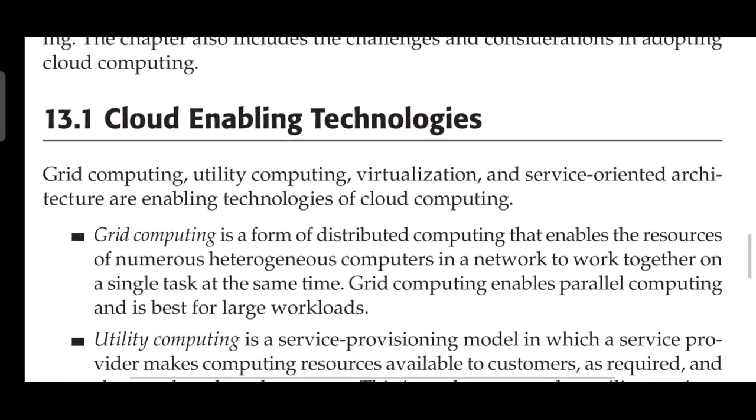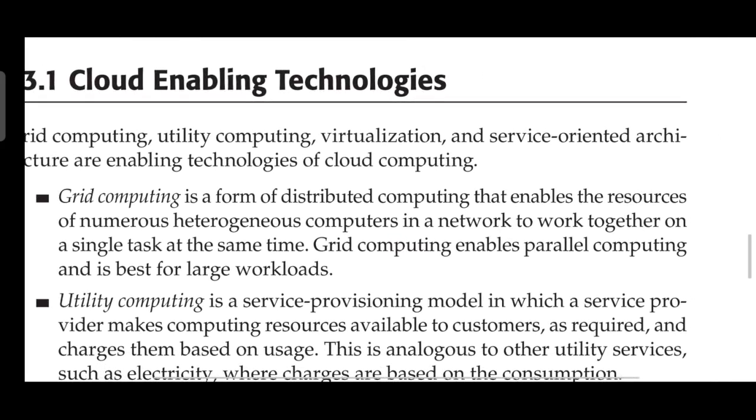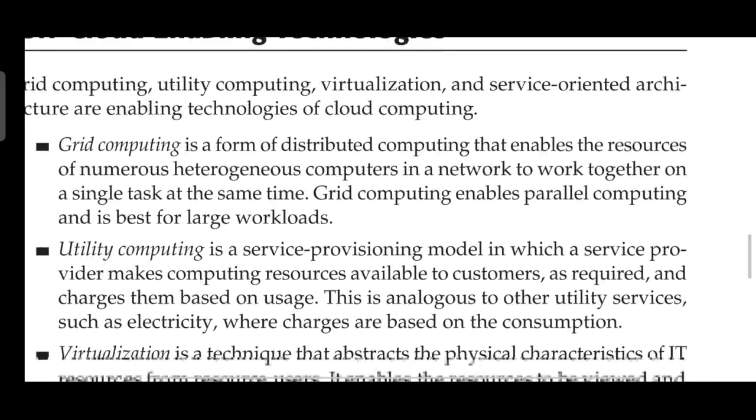The first concept here is cloud enabling technologies. Under cloud enabling technology, we are talking about grid and utility computing. Let us see what it is. Grid computing is a form of distributed computing which lets the resources of numerous heterogeneous computers in a network work together as a single task at the same time. Say, parallel computation, that's it. The resources may be of heterogeneous platforms, irrespective of operating system as well as irrespective of their hardware. Those resources can work together to compute a common task, right? So this is called grid computing, sharing of workload and all.